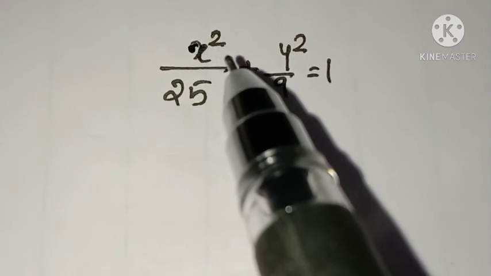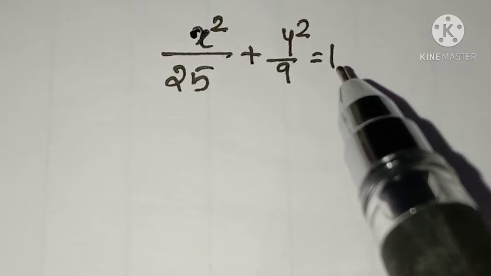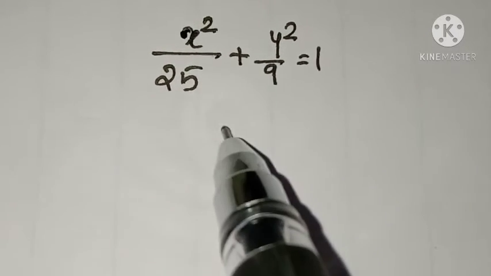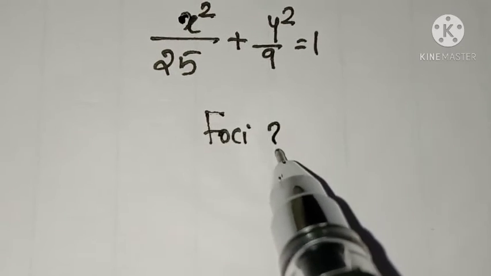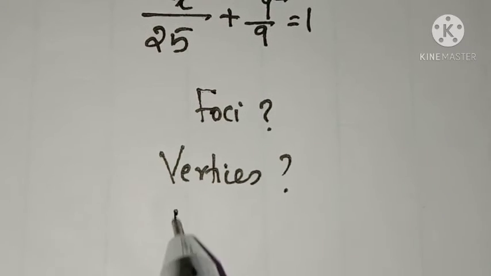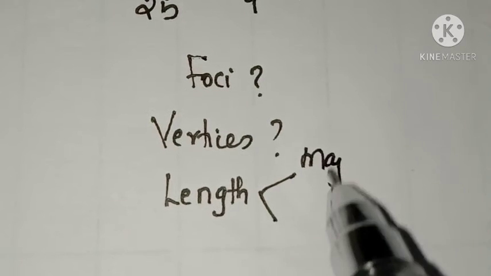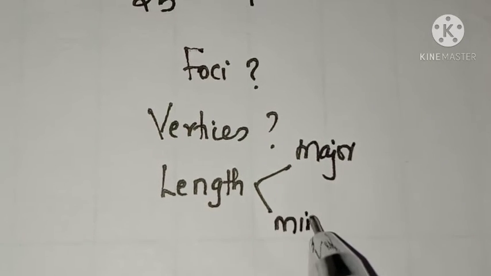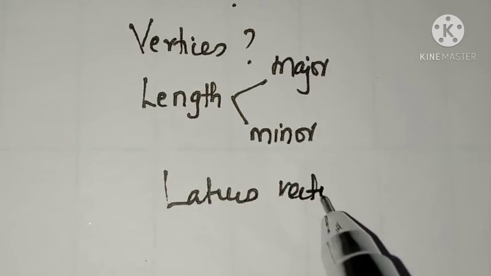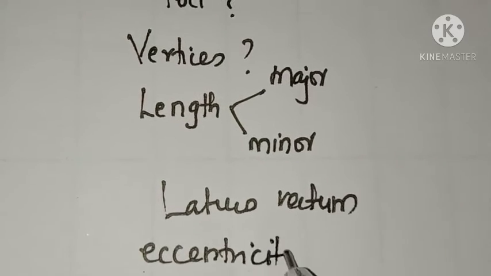Let's see the question. x square by 25 plus y square by 9 is equal to 1. We have an equation of an ellipse and we want to find what its foci, its vertices, the length of the major axis and minor axis, the latus rectum and the eccentricity are. These things we want to find.